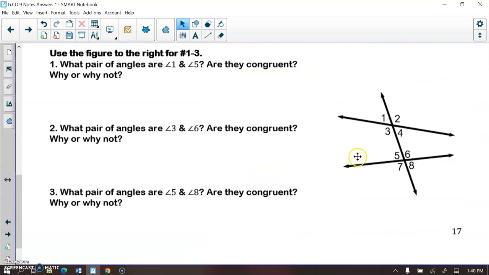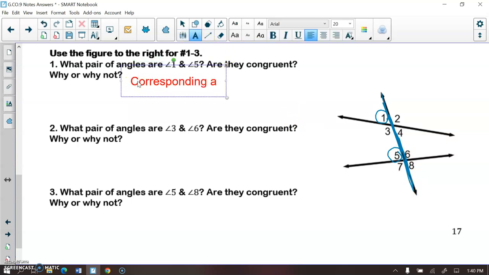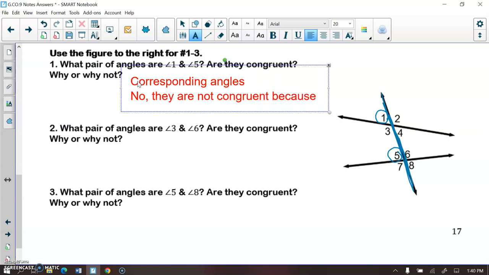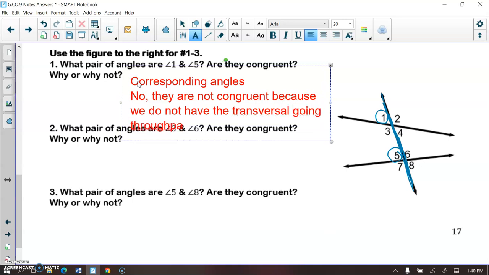All right, so we're using the figure to the right for numbers 1 through 3. What pair of angles are angle 1 and 5? 1 and 5 lie on the same side of the transversal, and they both lie above the lines that they're connected to. So these are corresponding angles. Are they congruent? No, they are not congruent because we do not have the transversal going through parallel lines.